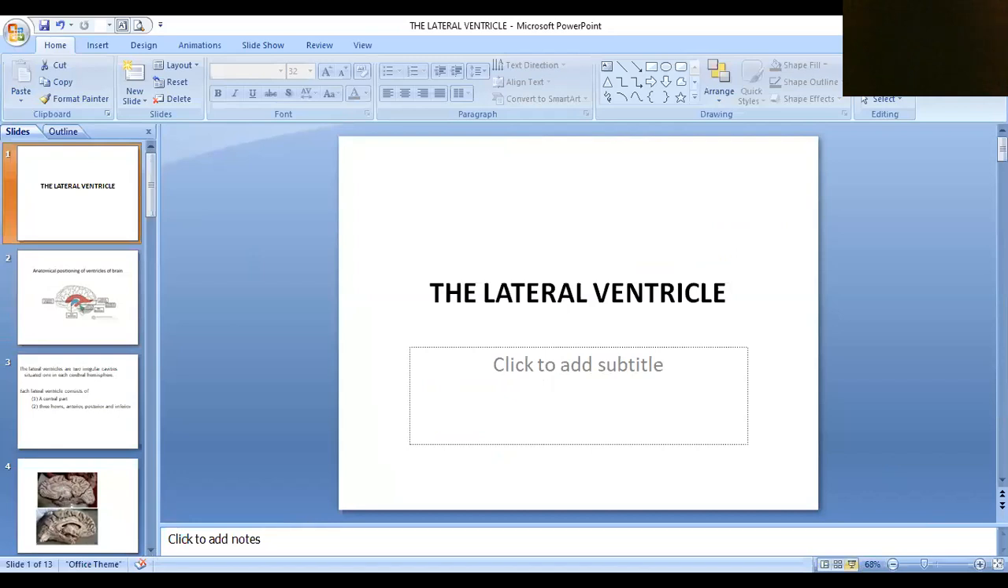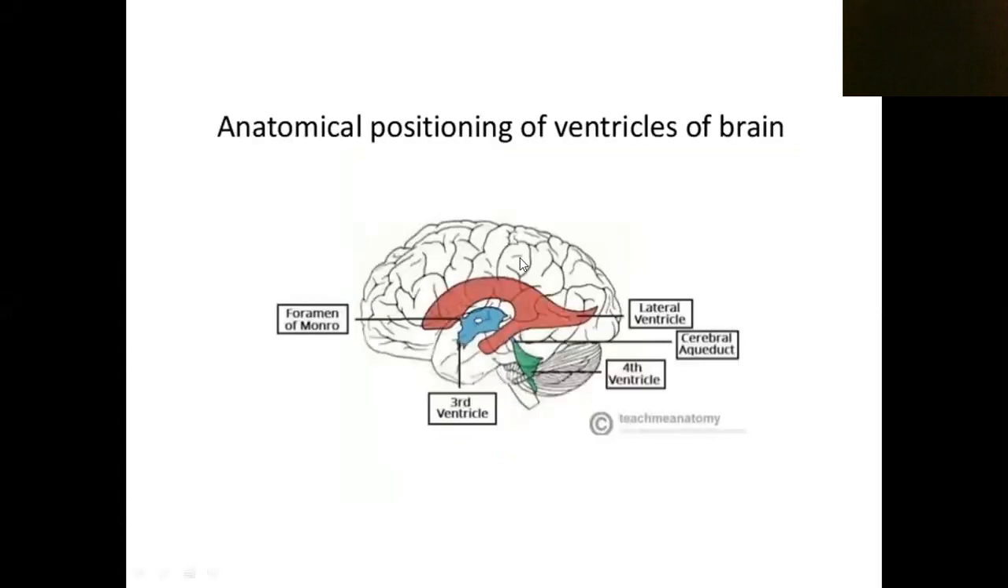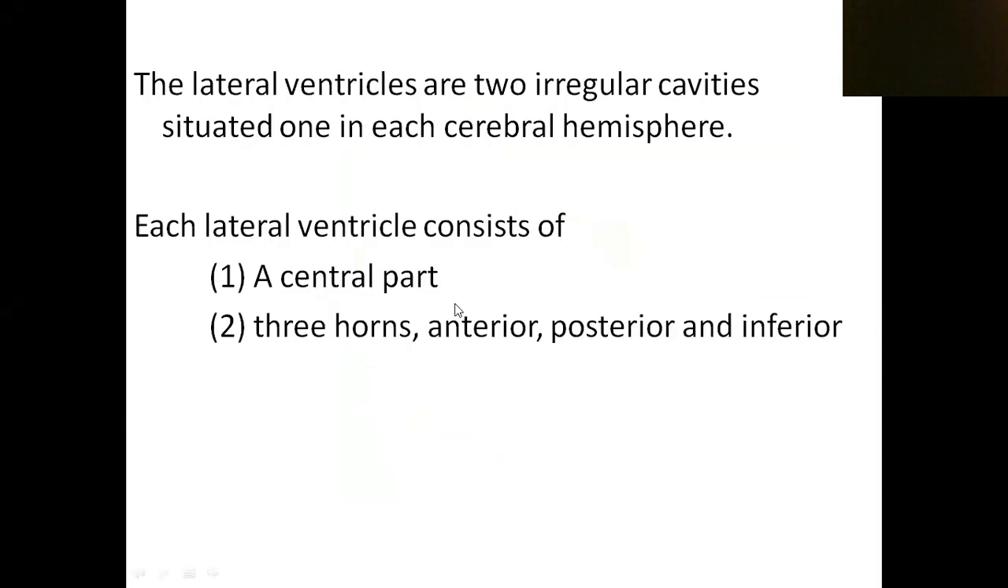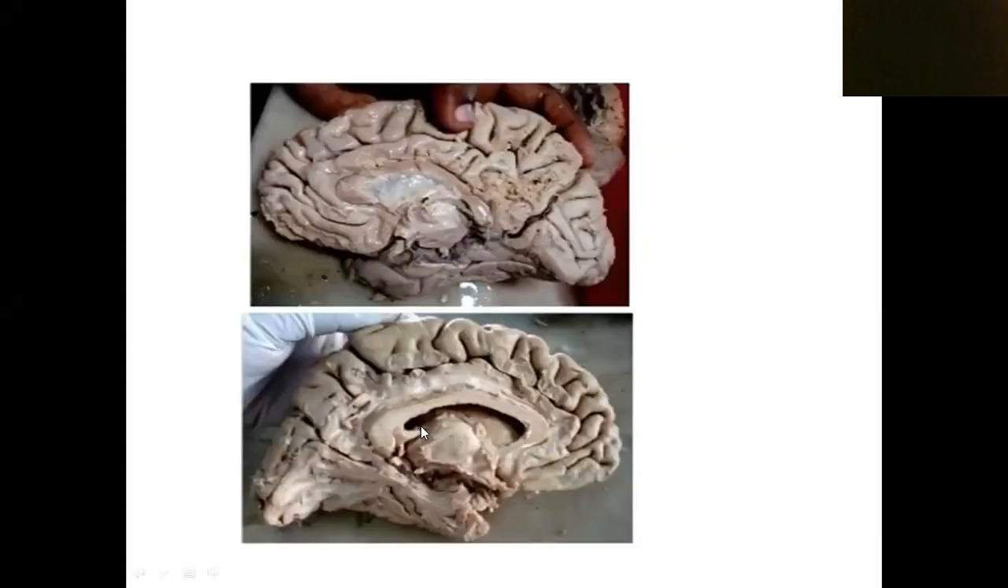Dear students, now we are going to discuss the lateral ventricle. I already told you what is meant by ventricle in the case of the brain. Ventricles are the cavities seen inside the brain. So lateral ventricle means the cavity seen inside the cerebrum. We have two cerebral hemispheres, so we have two lateral ventricles. So lateral ventricles are the cavities seen inside the cerebral hemispheres.